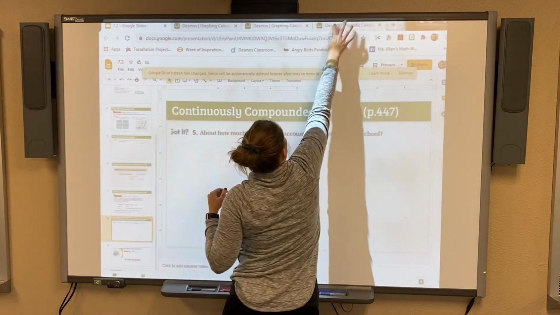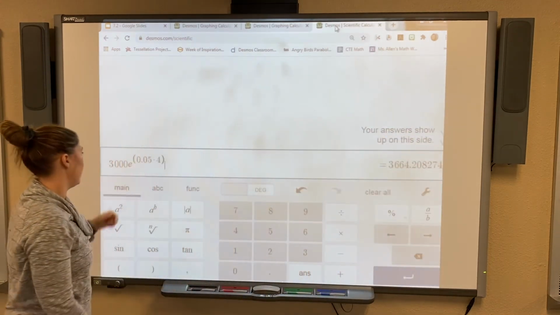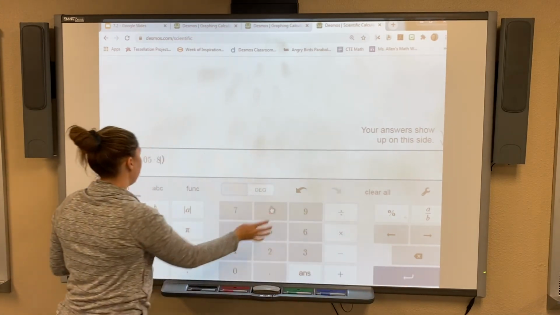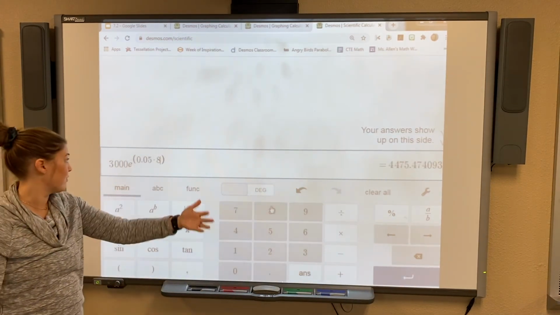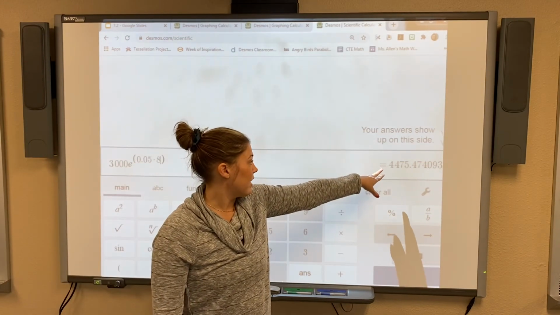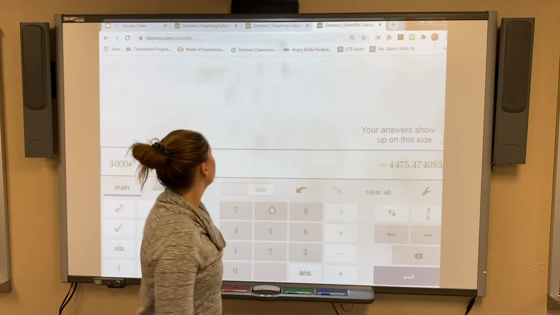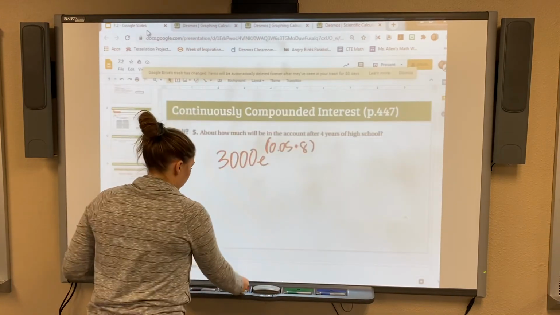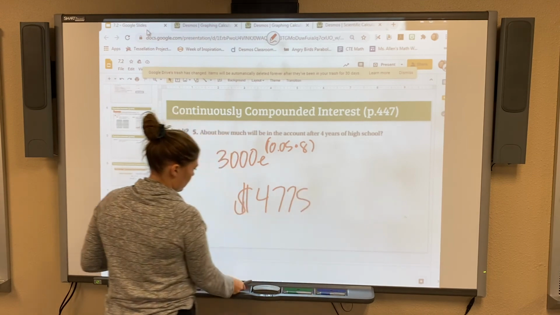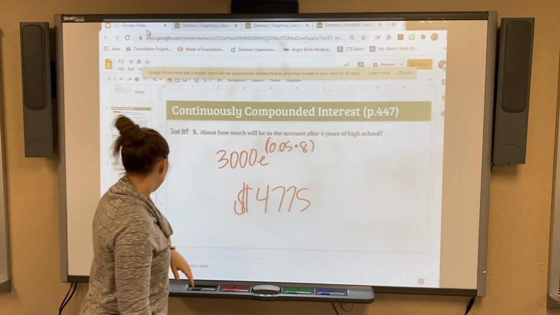So let's go to our calculator. We have 3,000 E, and then instead of a 4 here, I'm going to delete it, and I'm going to say 8 years. From 5th grade to after graduation, that would be 8 years. So after 8 years, we have $4,475. Okay, so we have $4,775, right? I think, yeah.